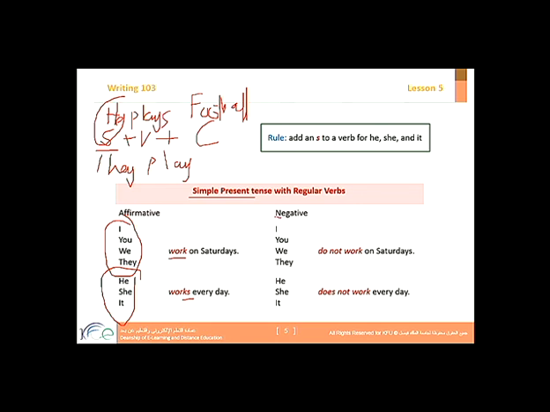Now, if we want to negate them, how do we do that? As we learned in previous lectures, I use one of the do auxiliaries. If the verb does not have any s in it or any addition, then I choose do and place it before the verb, along with not, right? I place them before the verb, so I work on Saturdays becomes I do not work on Saturdays.